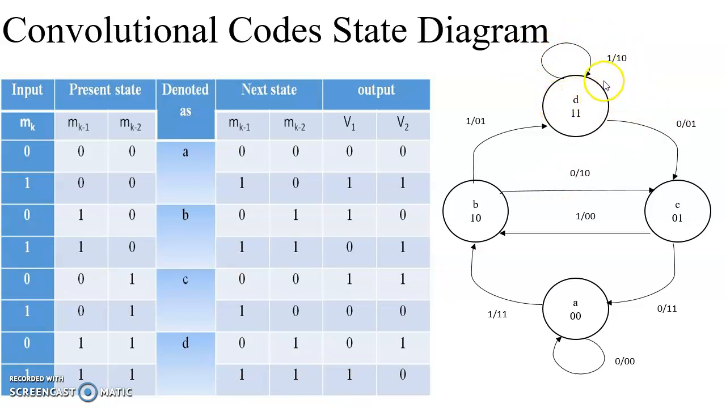So this is the present state. The arrow is showing where it is going to the next state. The input is written to the left of the slash and the output is written to the right of the slash. So this is how the state diagram is formed with the help of the state table.